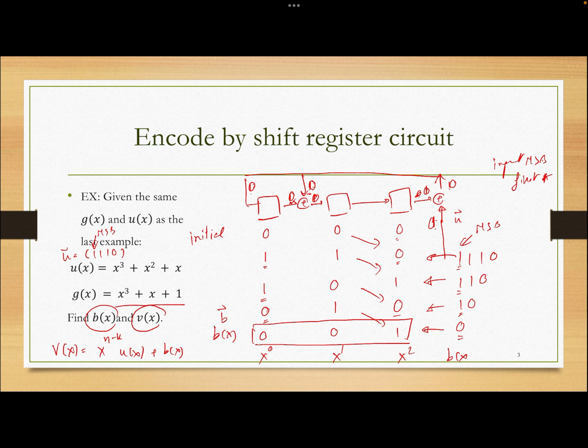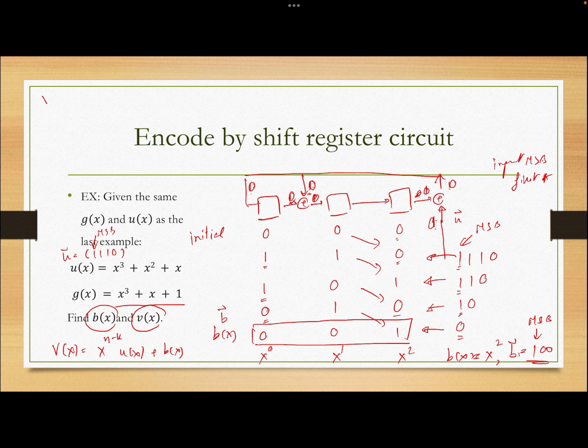So b(x) equals x squared, or b equals 1, 0, 0. We write it like this because we usually put the most significant bit on the left, okay? So this is the parity check polynomial b(x), and the parity check sequence b, okay?